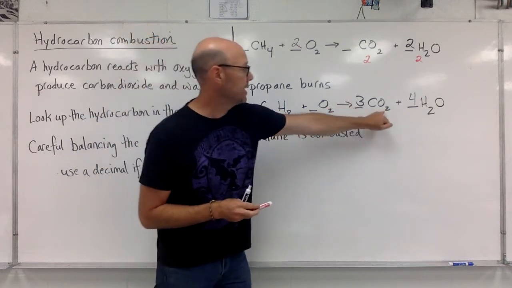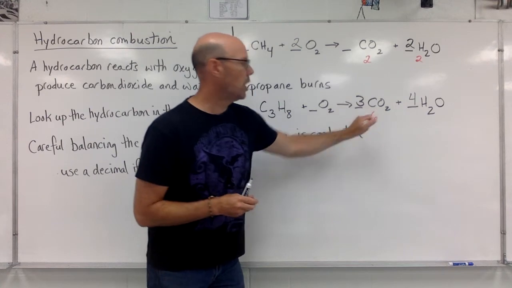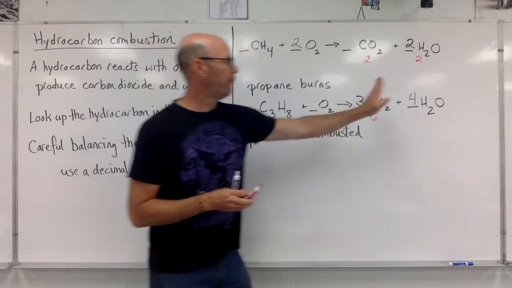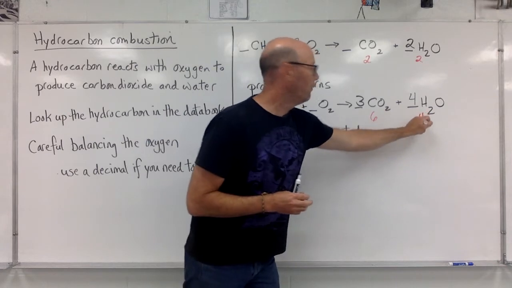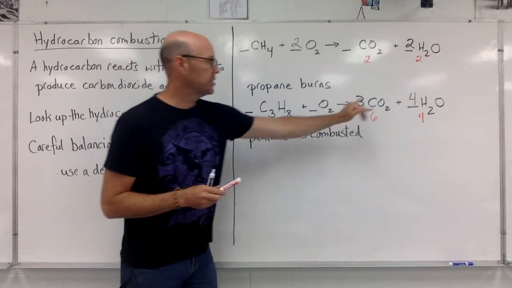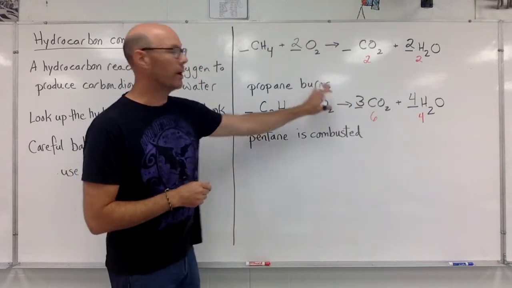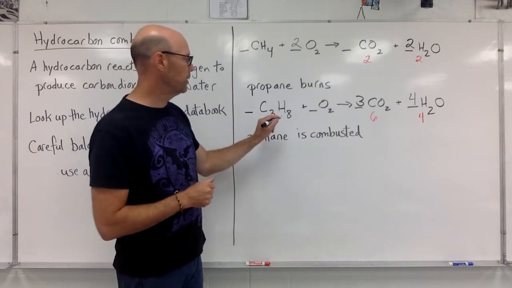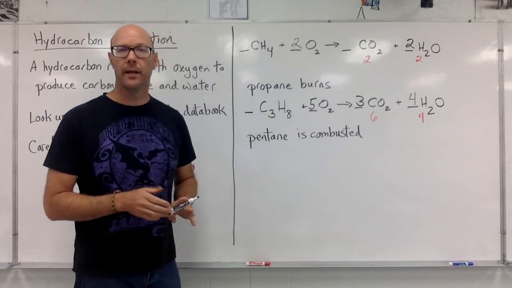Here, it's 3 times 2. That right there represents 6 oxygens. Here, 4 H2O, that represents 4 oxygens. So in total, on the right-hand side, 6 plus 4, 10 oxygens. So here on the left, I want a total of 10 oxygens. I'm going to put 5. 5 times 2 is 10.